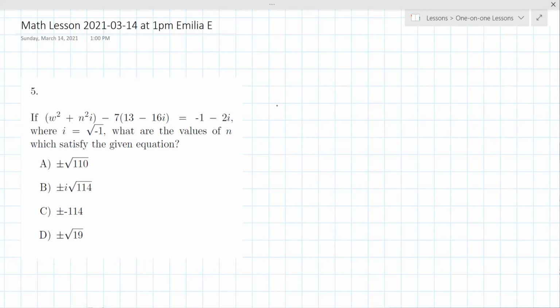Would you like to distribute the 7? Distribute the -7? Or should you plug in the i first? Well, this is actually extra information. You already know this. It's like saying x to the 0 equals 1. It doesn't help you, but it's just information.